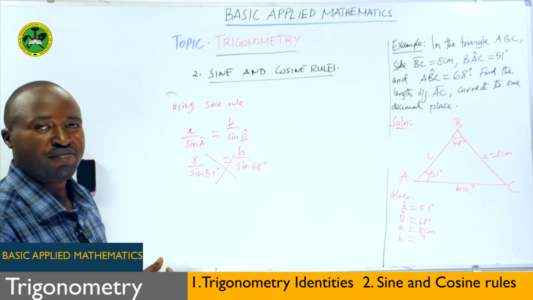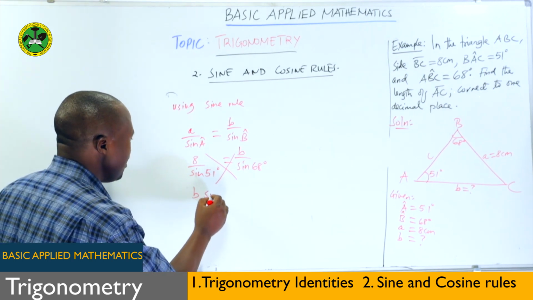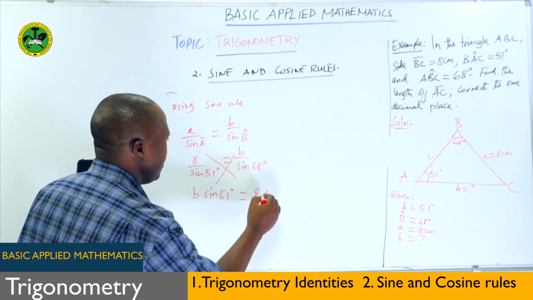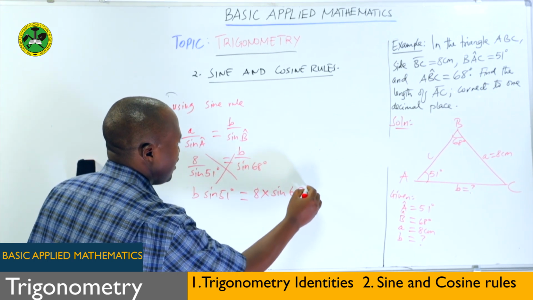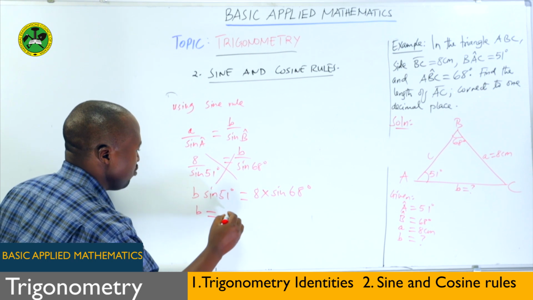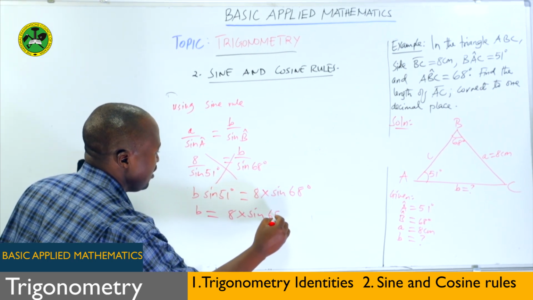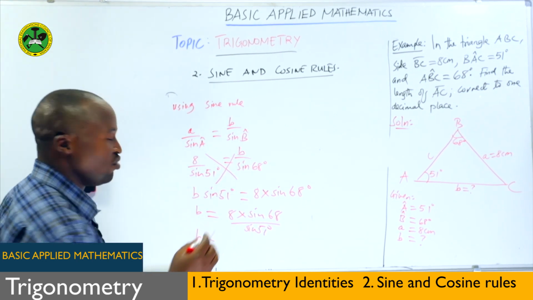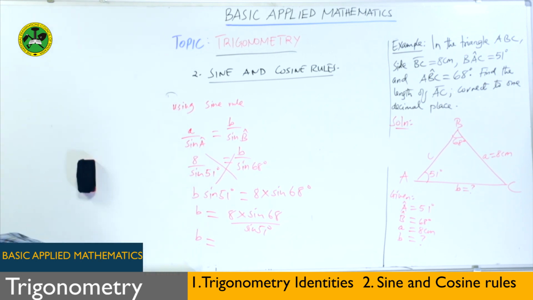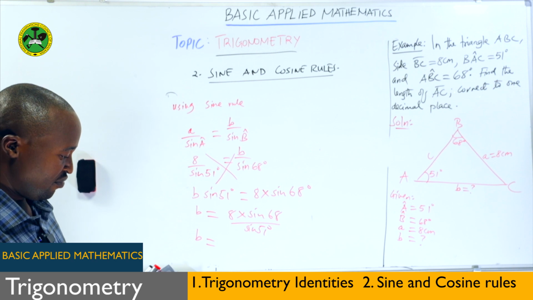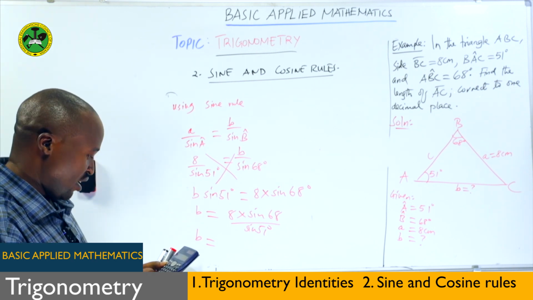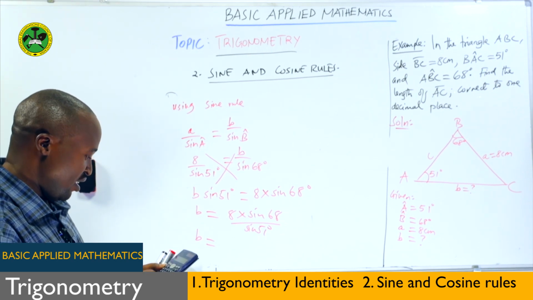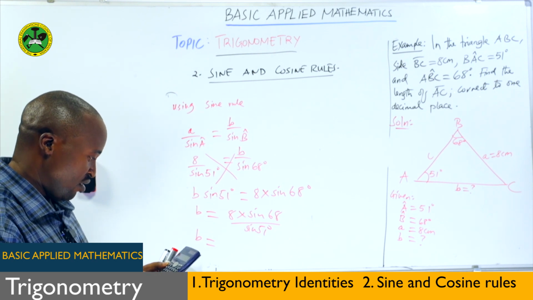So we are going to have B sine 51 is equal to 80 times sine 68. So B will be equal to 80 times sine 68 over sine 51. So B is equal to, then my dear student, use your scientific calculator to get the answer. So here we have 80 times sine of 68 divided by sine 51.